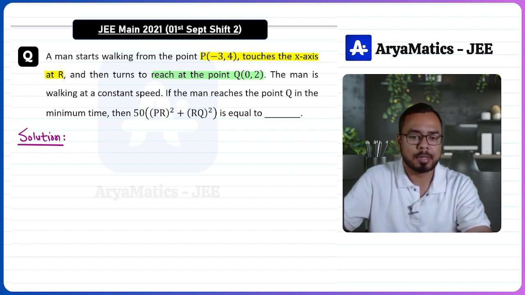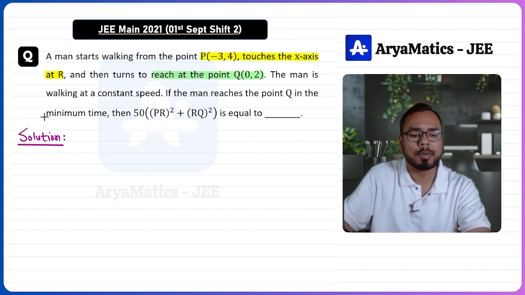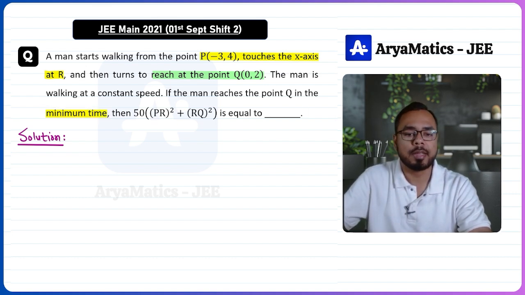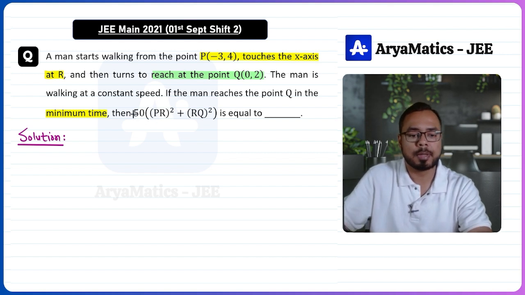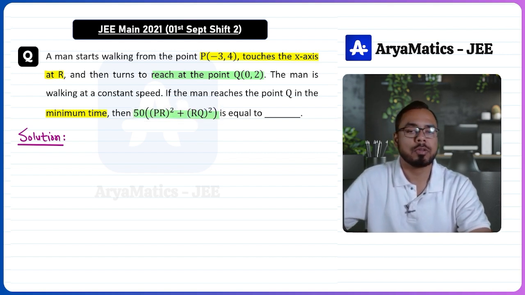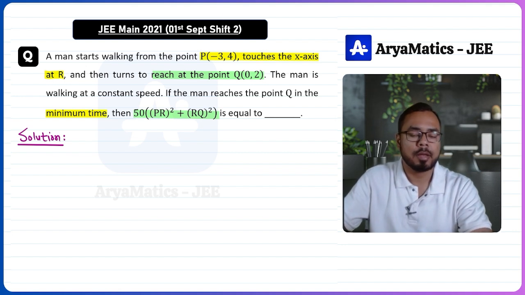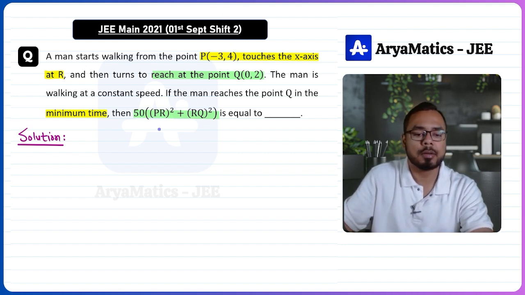Now remember, if the person is walking at constant speed, minimum time will also mean minimum distance, right? So then we have to find the value of this quantity, 50 into PR square plus RQ square. So first let us draw the diagram and then see how we can minimize the total distance traveled.